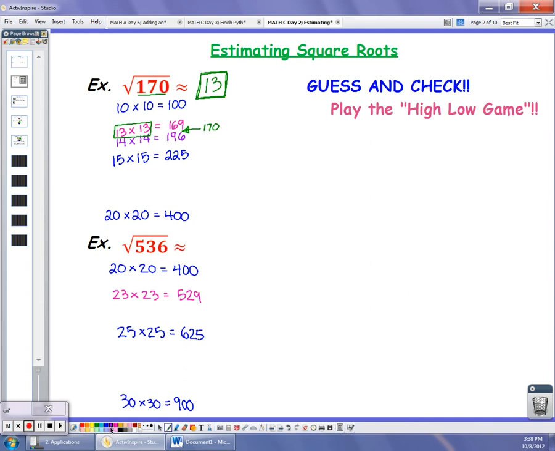But once again, we want to be 100% sure. So we'll just go ahead and try one number above that, which is 24. And 24 times 24 will go ahead and give us 576. Our goal was 536, which is obviously between the two numbers, 529 and 576. Well, 536 is obviously closer to 529, so our final answer will be about 23.